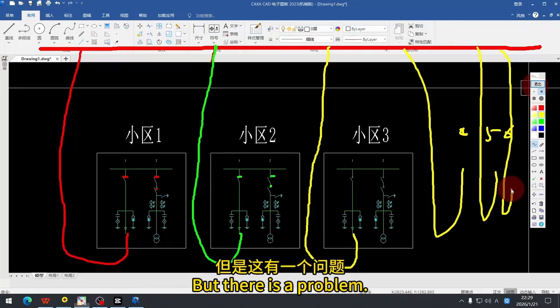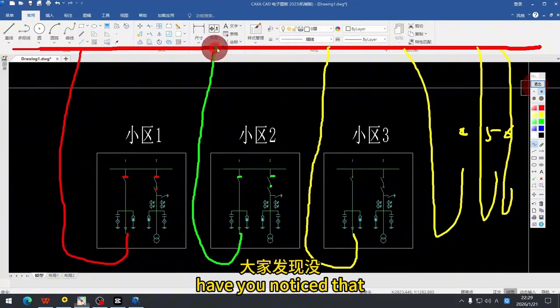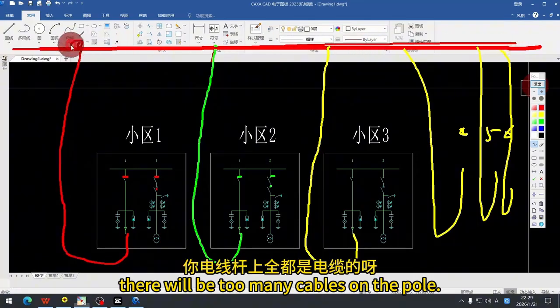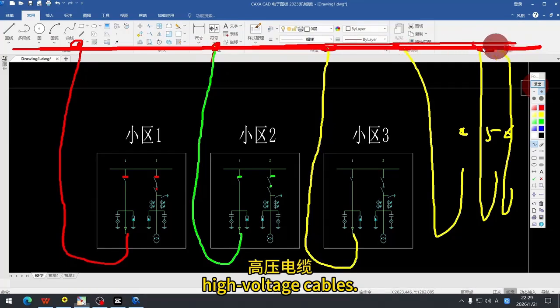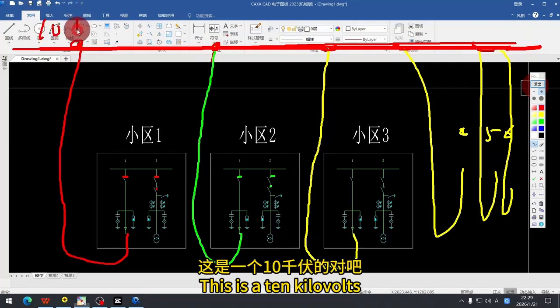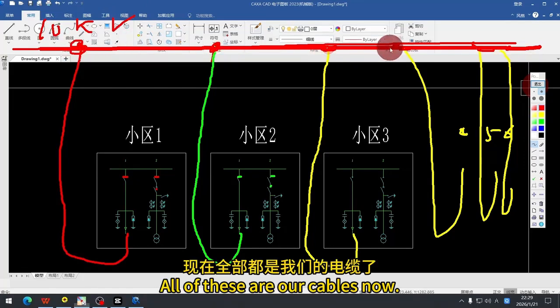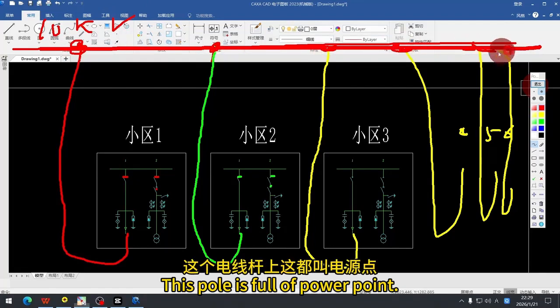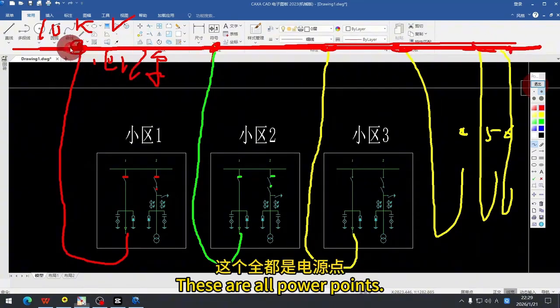But there is a problem. The problem is that on this pole, have you noticed that in this way there will be too many cables on the pole? There are too many cables leading down from one pole. High voltage cables. This is 10 kilovolts. This pole is full of power points.